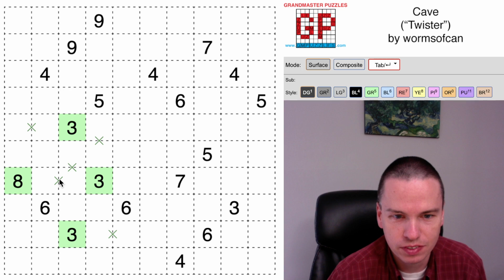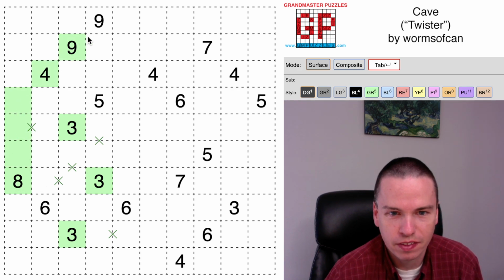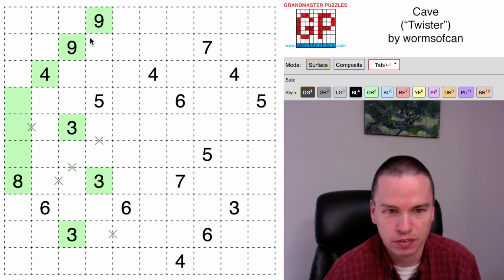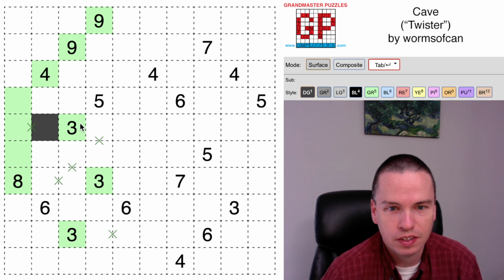What that does is this X to the right of this 8 means that this 8 can only take as many as one cell here. So 1, 2, 3, 4, 5, 6, 7, 8. That now is closing off part of the grid around this corner. So that will be useful. It also means we can't take this cell near the 3.